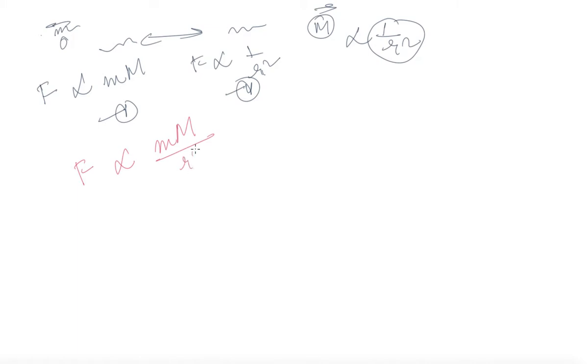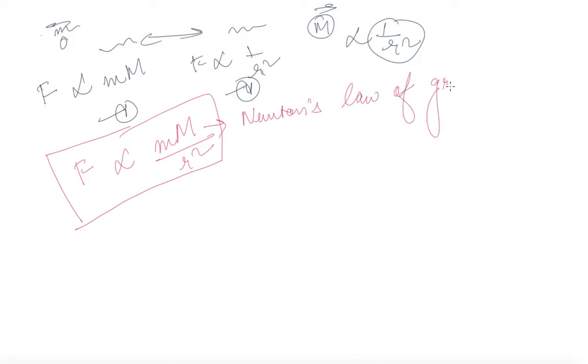So we can combine: F, as we know, is directly proportional to m into M, and F is inversely proportional to 1 by r square. So by combining these two, we arrive at F is directly proportional to m into M divided by r square. And this is the mathematical expression of Newton's law of gravitation.